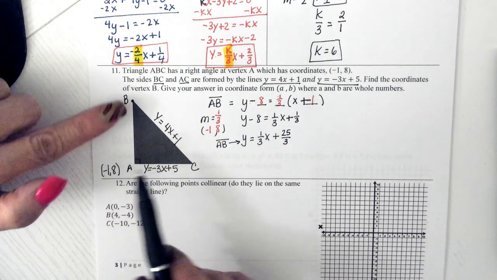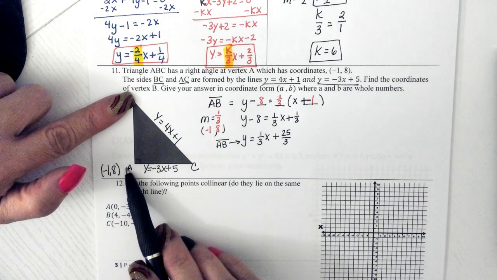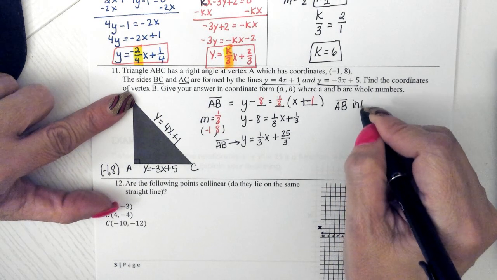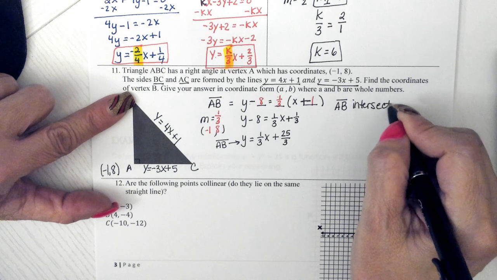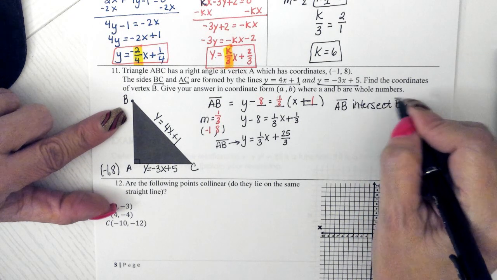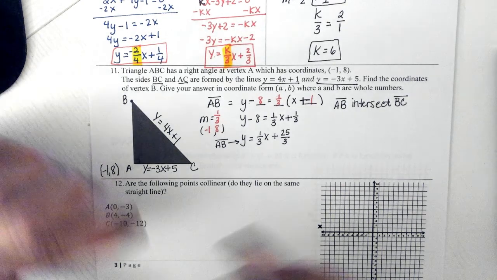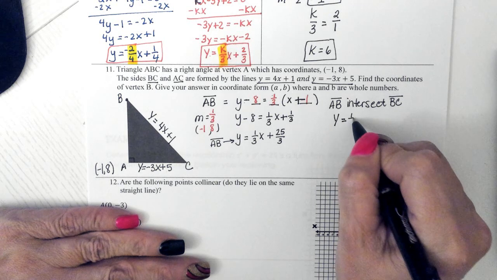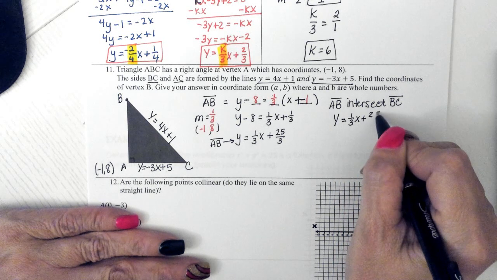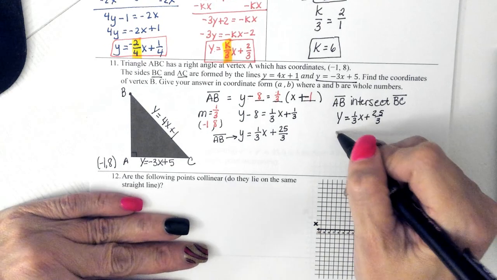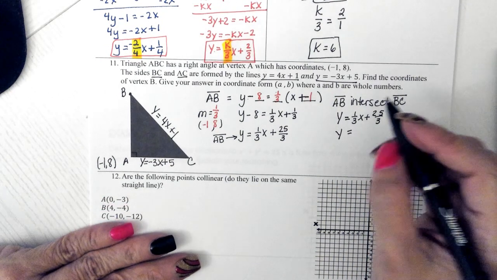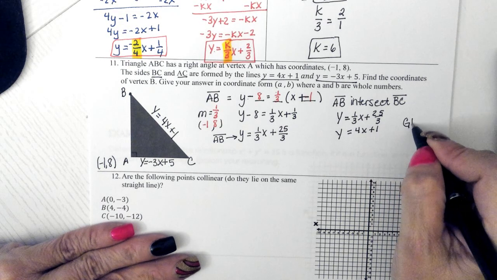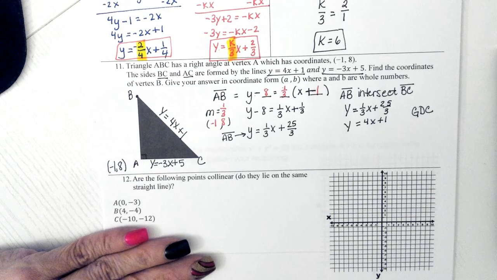Okay, if I could figure out where this line and this line intersect, where does AB intersect BC? Here's what I know. I know that AB is y equals 1/3 x plus 25/3. I know that BC is 4x plus 1. I'm going to use my graphing display calculator. We're going to find that intersection.